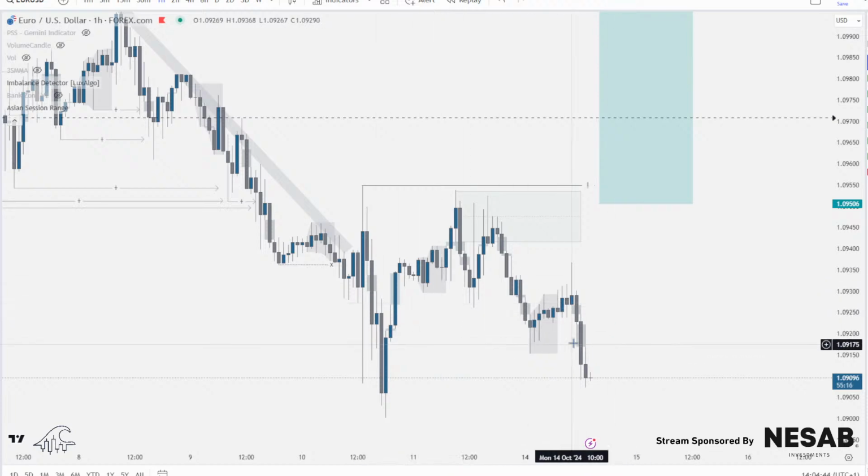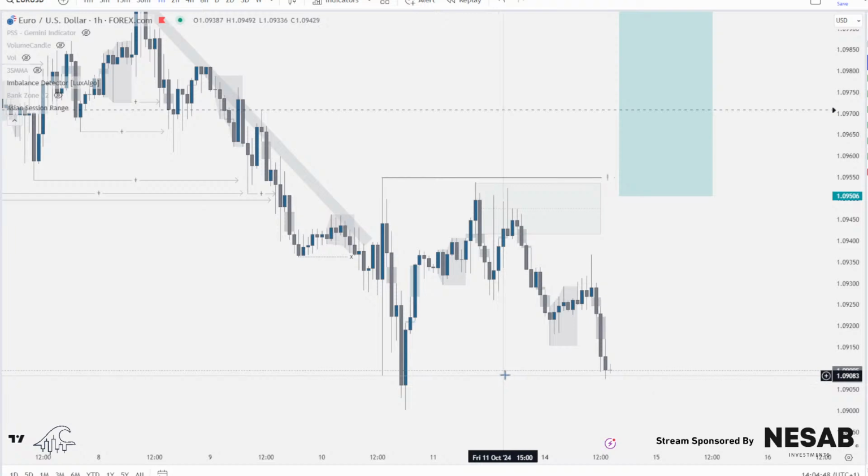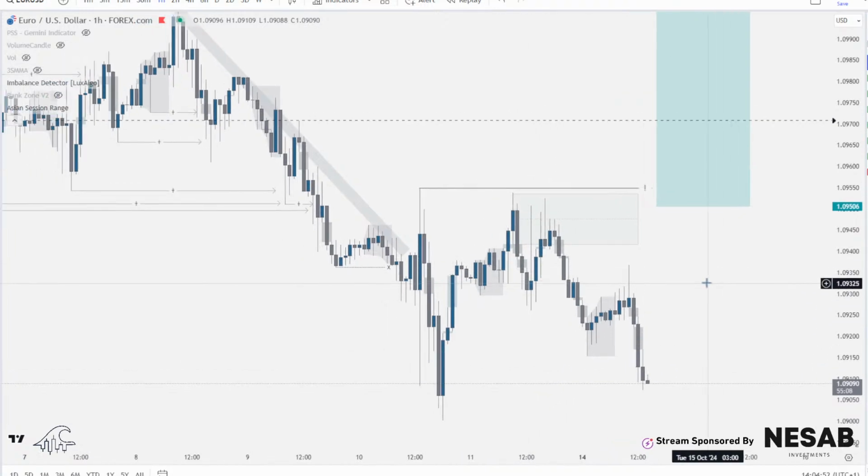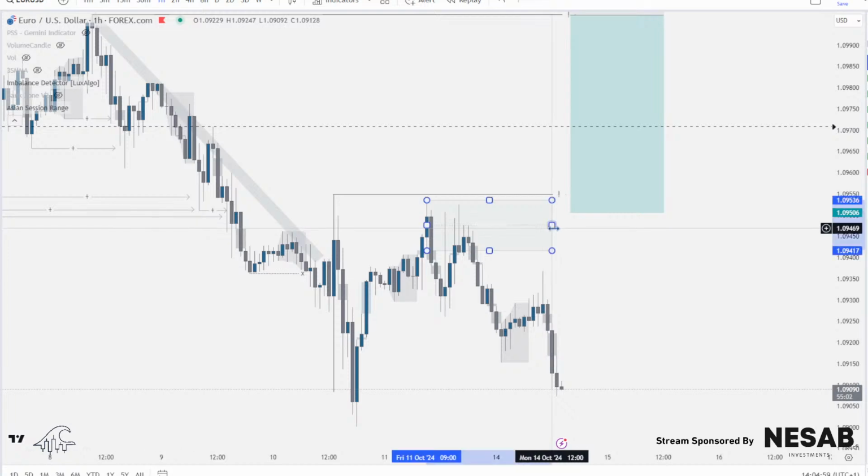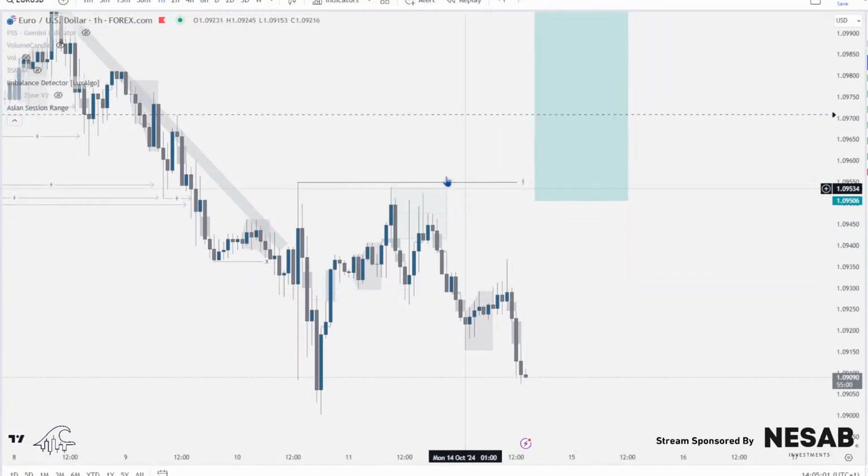So again, we're just using that as reference for areas of built up liquidity. We know the way that the market moves. We know the way it likes to take liquidity, especially off the Asian session, because generally it doesn't move a huge amount. So it ends up being an area of consolidation, right? So we're looking for selling moves for the euro to US dollar.